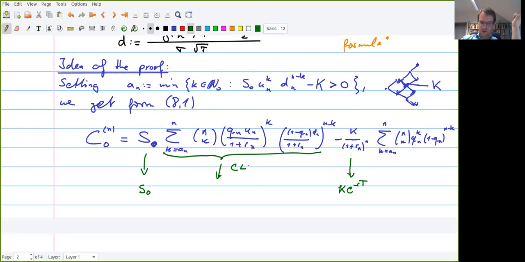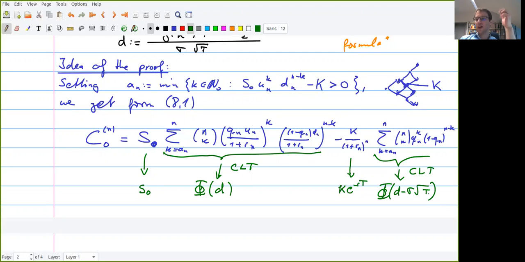Here you need your central limit theorem, which tells you this goes actually to the normal distribution evaluated at d. This, you can again use your central limit theorem to show that this goes to the normal distribution at d minus sigma times root t. And this is non-trivial. Right? I give you a sketch in the lecture notes which has more than one page, and there are still missing details.